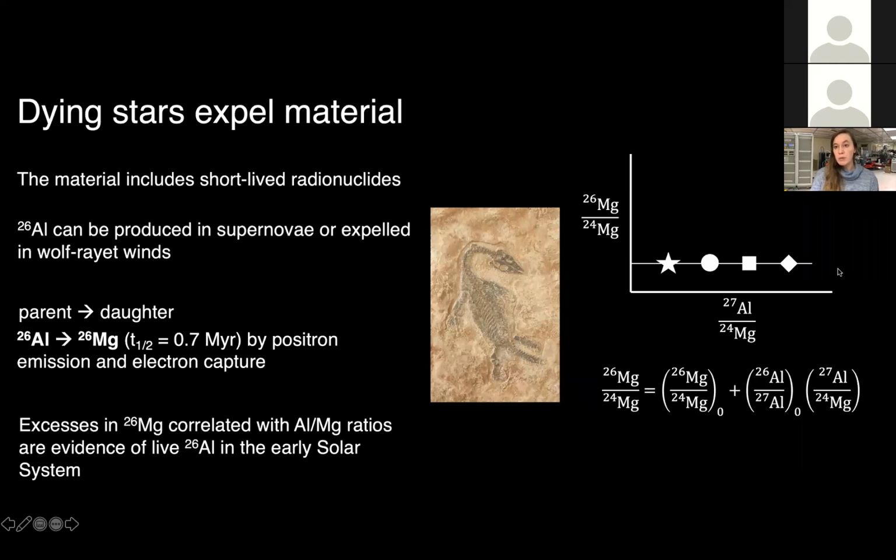After some time, once aluminum-26 decays, the minerals will go along this line, where the slope is equivalent to the aluminum-26 over aluminum-27 ratio. So in this way, we can use the slope to infer how much aluminum-26 did exist in the early solar system.